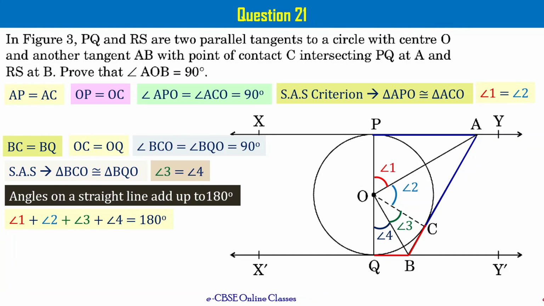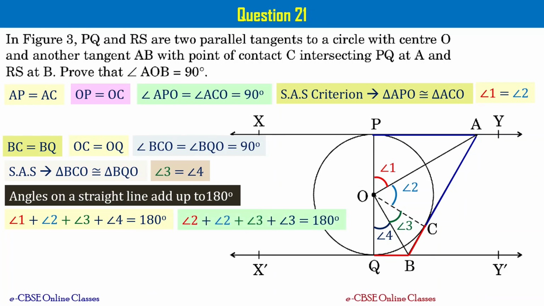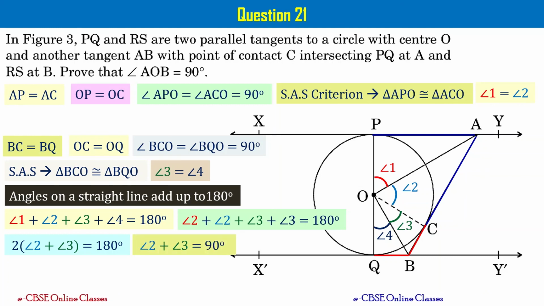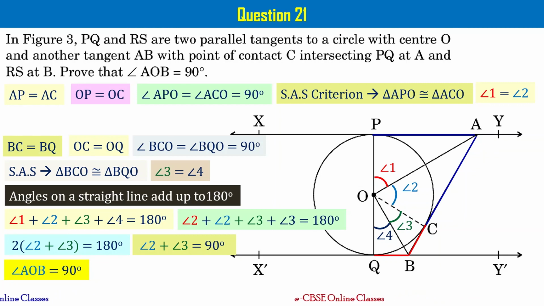And we know that angle 1 equal to angle 2 and angle 3 equal to angle 4, right? Let's substitute that into this equation so that you can write it as angle 2 plus angle 2 plus angle 3 plus angle 3 equal to 180 degrees. When you simplify it, you can write it as 2 times angle 2 plus angle 3 equal to 180 degrees. It means angle 2 plus angle 3 equal to 90 degrees, right? Observe the figure. Angle 2 plus angle 3 is angle AOB, right? It means angle AOB equal to 90 degrees. This is what we are asked to prove, right?